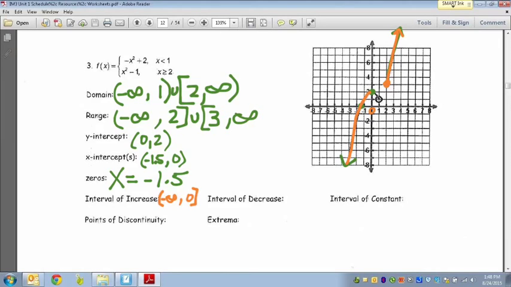Why not? And then it starts increasing again at x equals 2. And it will keep increasing until infinity. And we can include 2, and we don't include infinity. Let's put a u for union, because I have 2 different intervals within the same list. So I have 2 increasing intervals there.